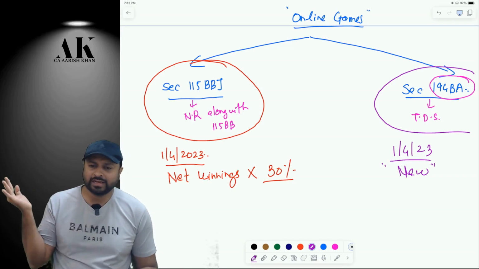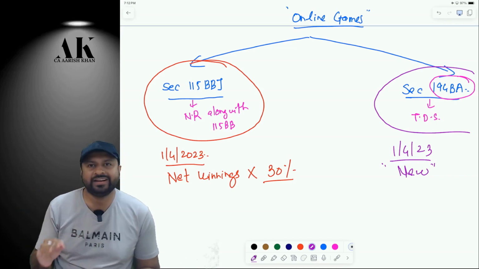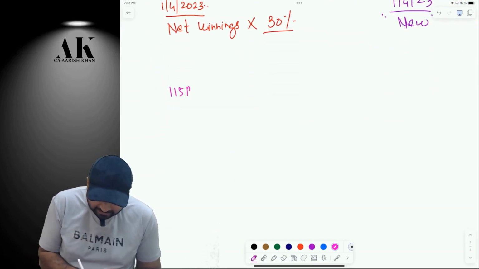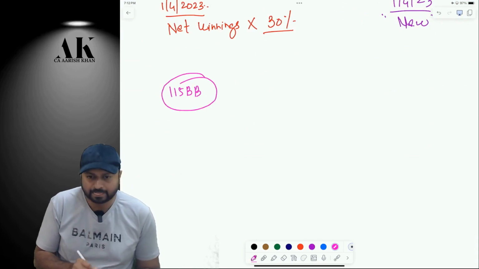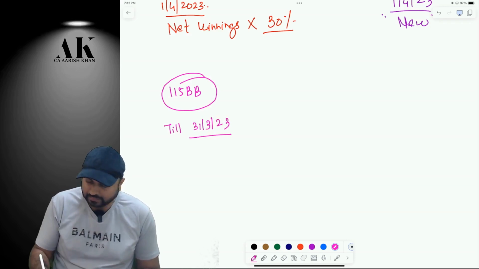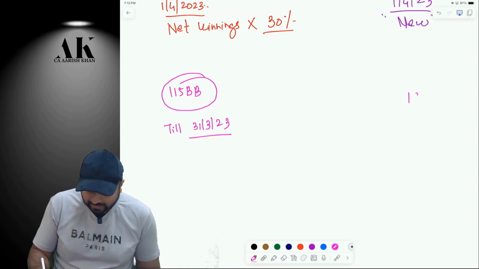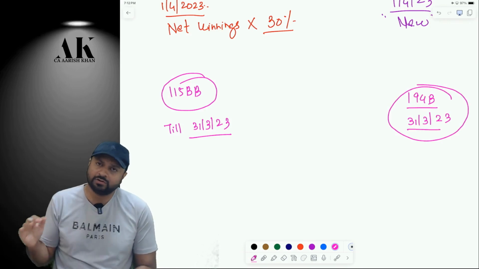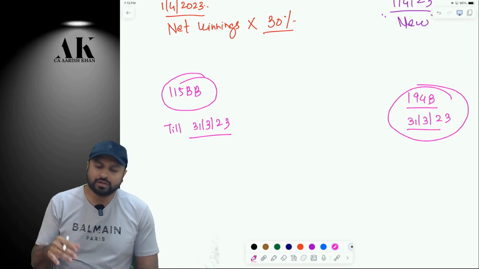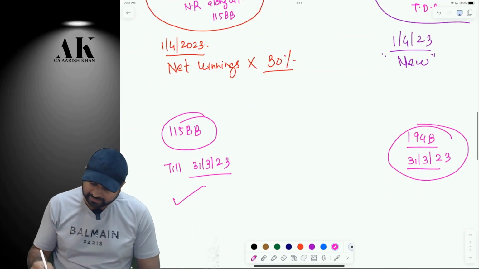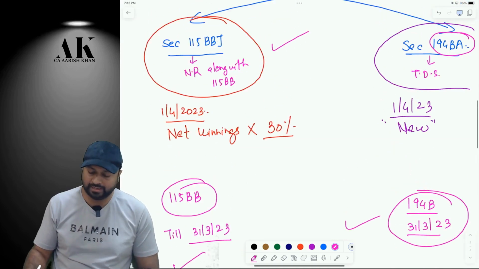So earlier it was not taxable? Definitely it was taxable. Earlier it was taxable as per section 115BB, that is till which date? 31st March 2023. And earlier it was covered under section 194B, that is till 31st March 2023. It's not that it was not there earlier. It was there. But now the government has made a separate section for it in the form of 115BBJ and a separate TDS section in the form of 194BA.